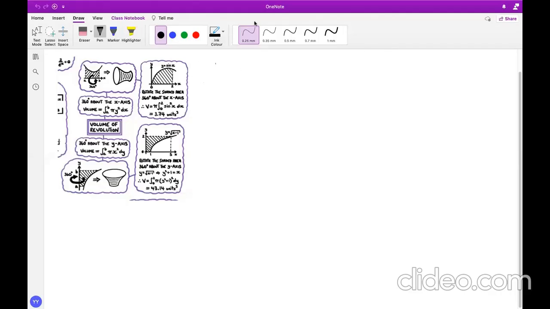So when you're talking about the volume bounded by two graphs, when you look at a simple two-dimensional shape and rotate it about the x-axis, let's say 360 degrees, you're going to get a solid, which I can show you probably in an animation.